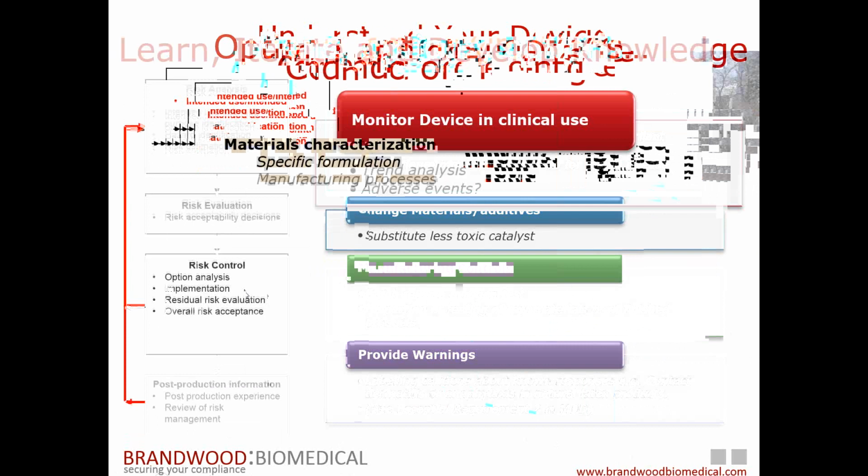We then need to document the detailed materials characterization that we may have done. We want to know about what are the specific formulations of the materials in our device, what manufacturing processes we've used, what chemical characterization we may have carried out, or physical characterization, and what do we know about things like degradation products and leachables.